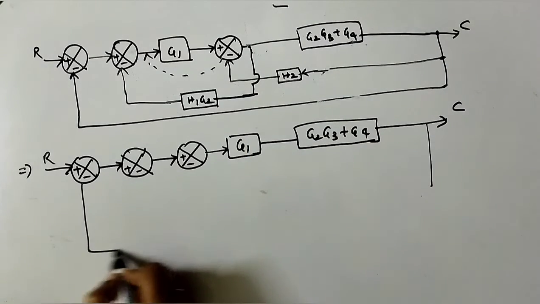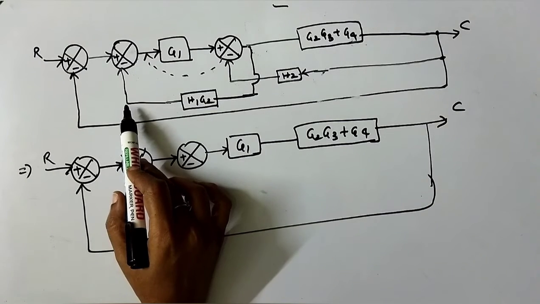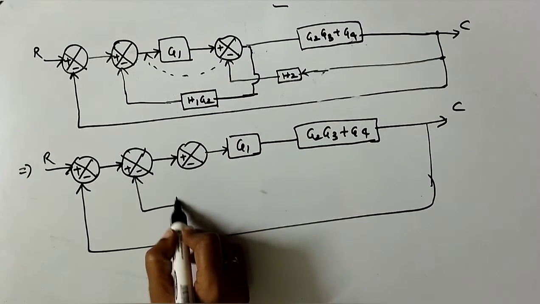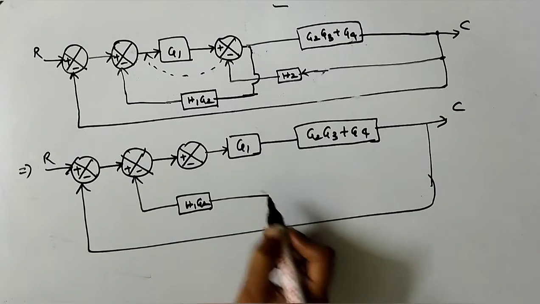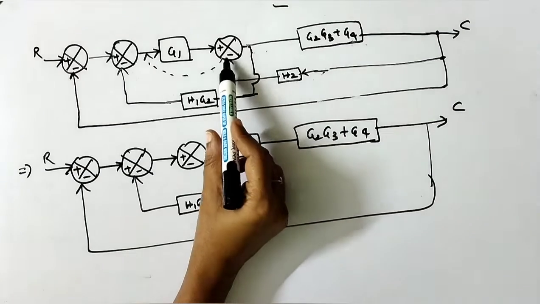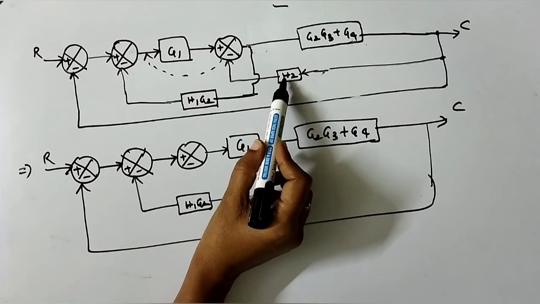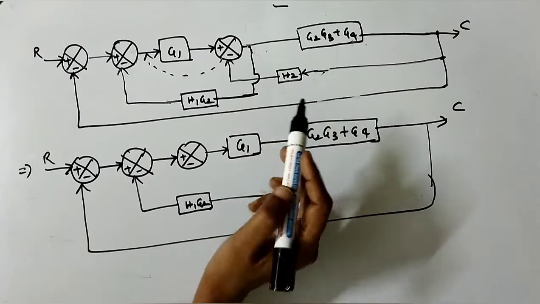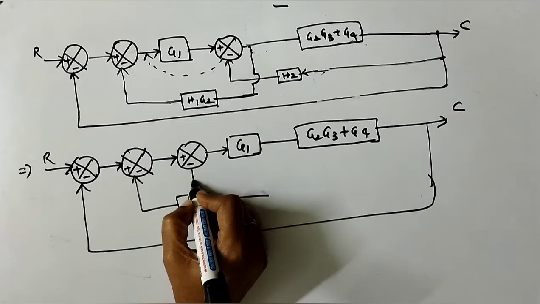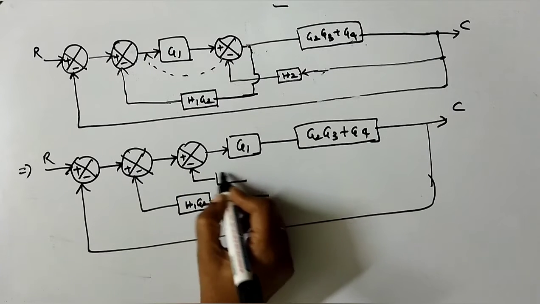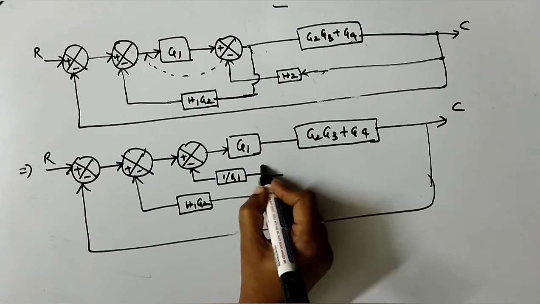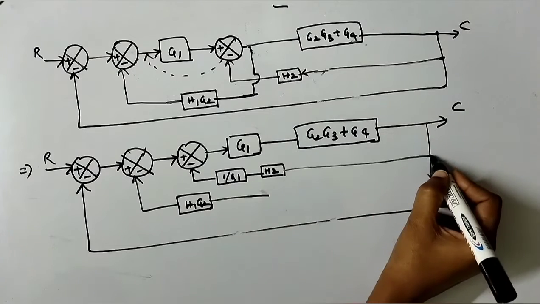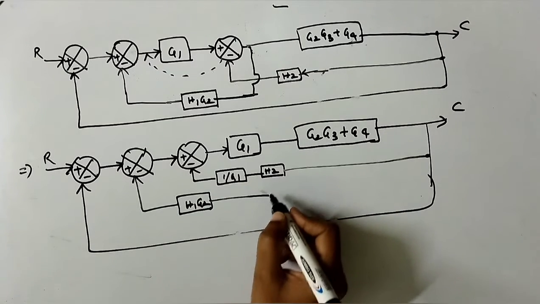First we'll draw the final feedback paths. The second one is H1 G2, which is anyhow the same. You're moving this particular summing point, so for that reason you're supposed to multiply this path before G1 with 1 by G1, that is nothing but 1 by G1 into H2.